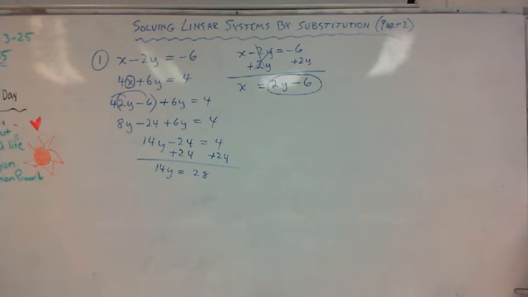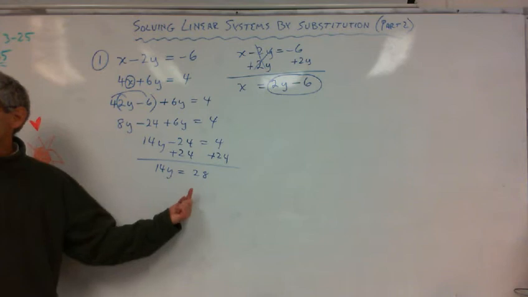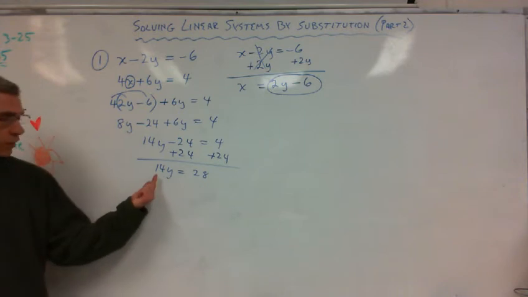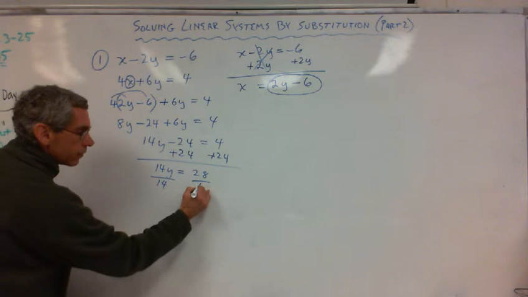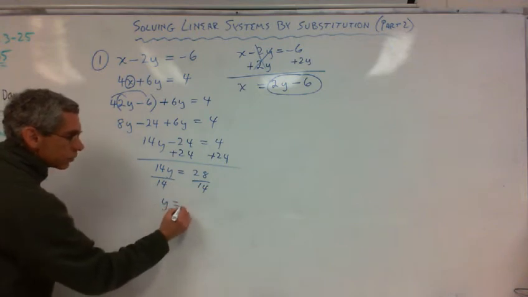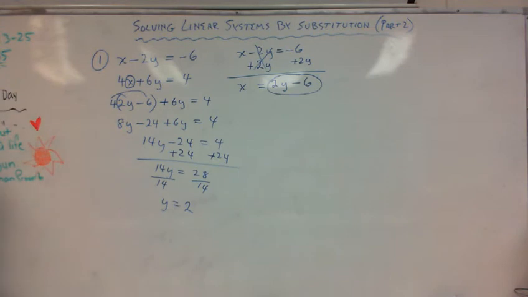Okay, now what would you do, Sevi? I've got 14y equals 28. Divide by 14, exactly. I've got y is equal to, who knows? 2. Oh, that's great. y equals 2. Am I done? No. Oh, shoot.